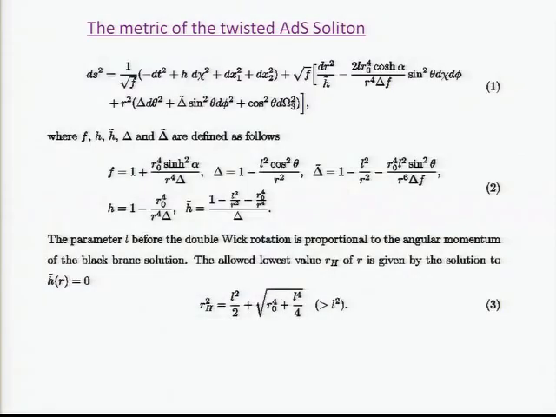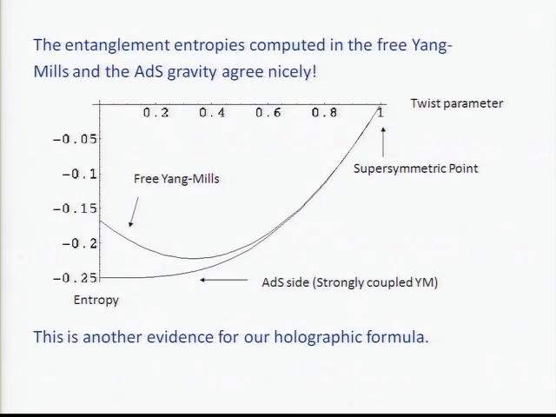Its dual geometry is given by, I won't get into detail, a double Wick rotation of an R-charged rotating black hole in the S5 directions. So the result looks like this. This is the twist parameter. Here, the supersymmetry is completely broken. And here is the supersymmetric point, just purely AdS5 cross S5. This is the AdS Soliton.